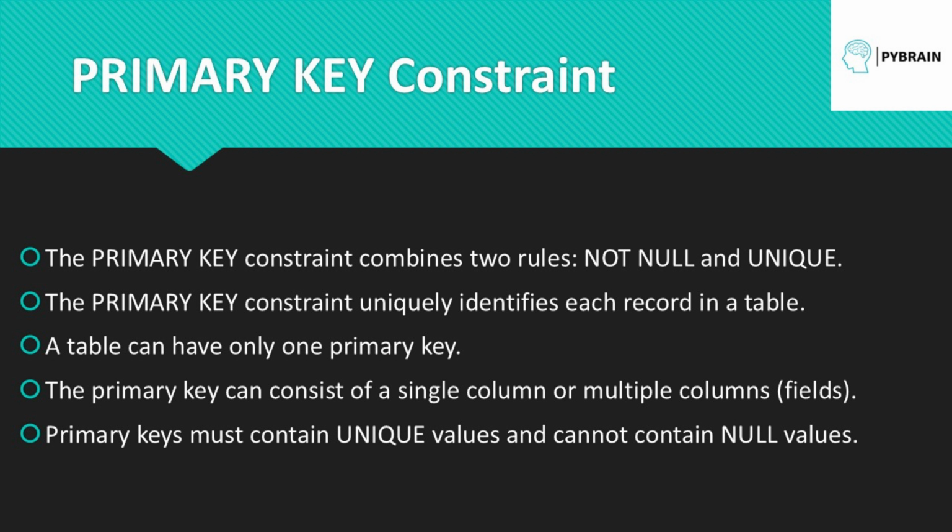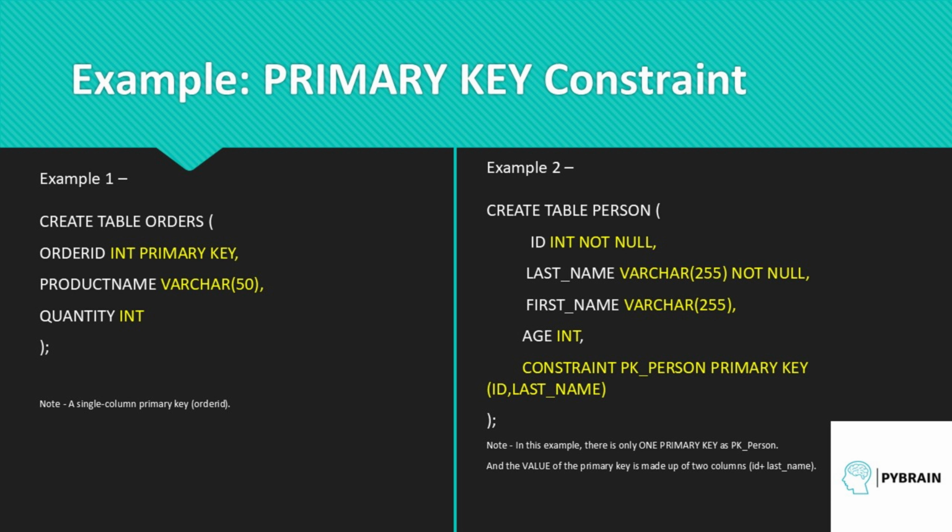It's made up of two or more fields. Primary keys must contain unique values and cannot contain null values. Every record must have a value in the primary key columns. Let's start with an example of a single column primary key. In this example, ordered is the primary key. It uniquely identifies each order. Ordered must have unique values and null isn't allowed.